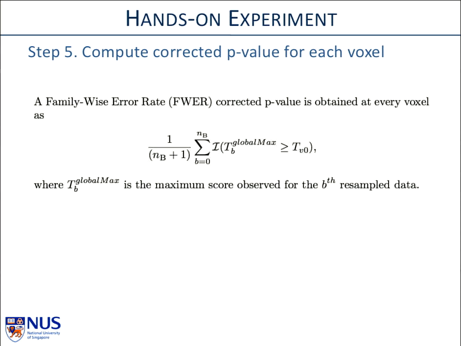So now, how do we compute the corrected p-value for each voxel? The same equation applies. In this case, if you resample your data 1,000 times, you will be able to generate an empirical distribution from these 1,000 scores. And you compare the statistical score at each voxel with these scores, regardless of which CPG it comes from. You have to do this for every CPG.